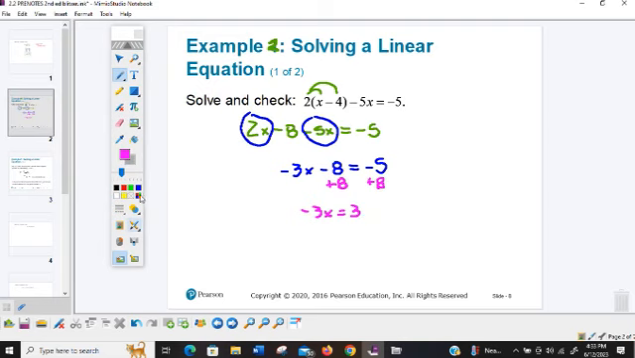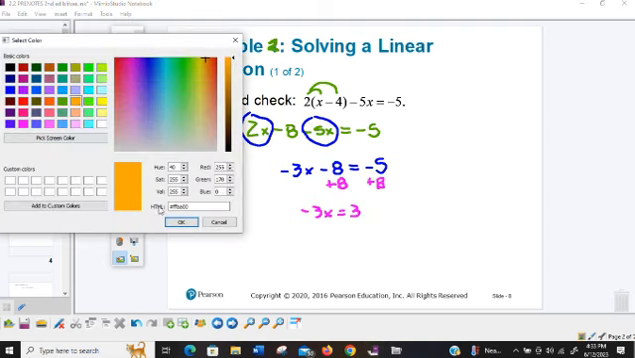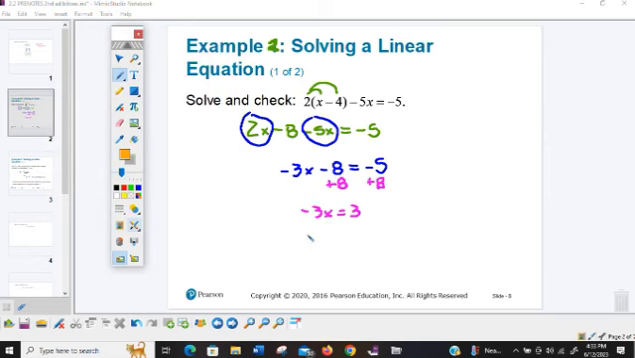And the last thing I have to move is that negative 3. If they multiply by negative 3, the inverse of that would be to divide by negative 3, and x will be equal to negative 1. Now remember, you can check that answer. Let's go over here and check it.